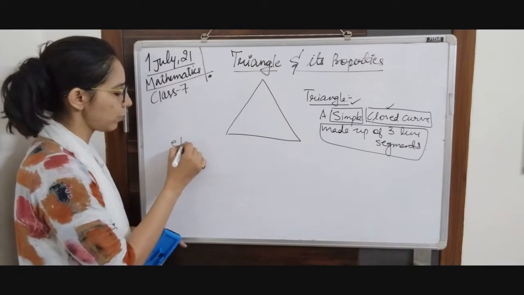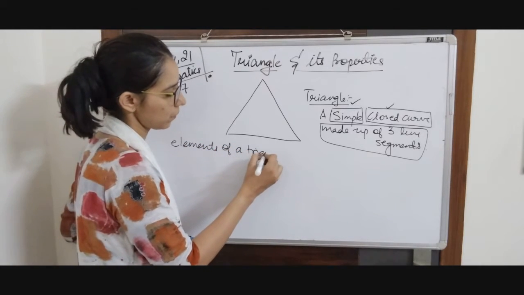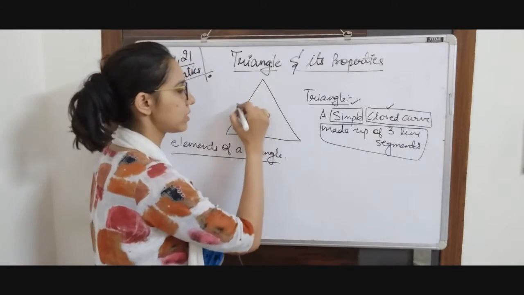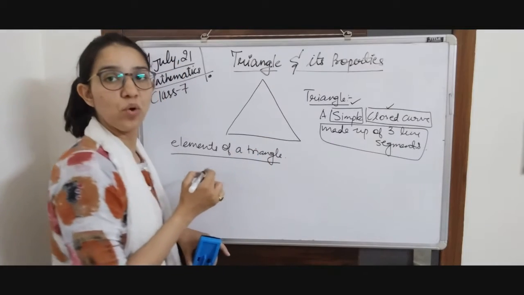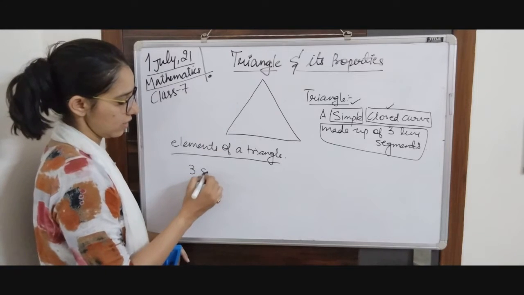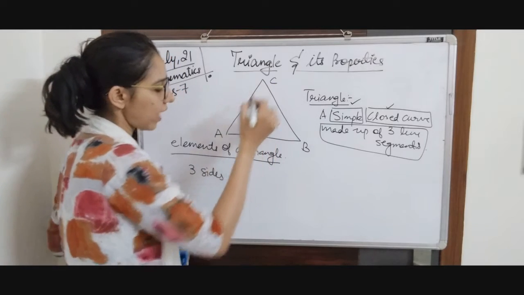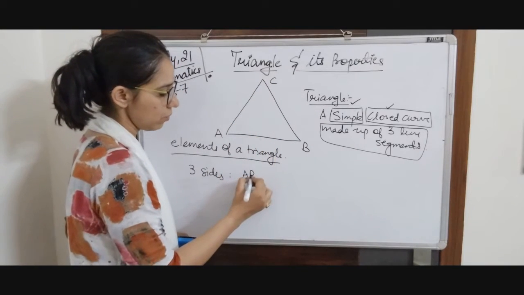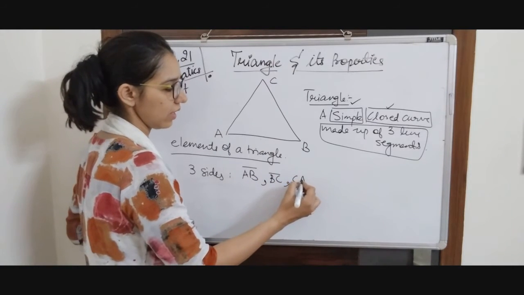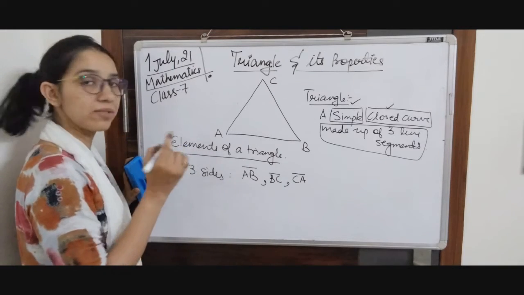Now next we will talk about the elements of a triangle. These 3 line segments, this and this, are known as the sides of a triangle. So it has 3 sides, and if I name it A, B, C, the sides will be called AB, because it is a line segment I will put a bar over it, BC, and CA.